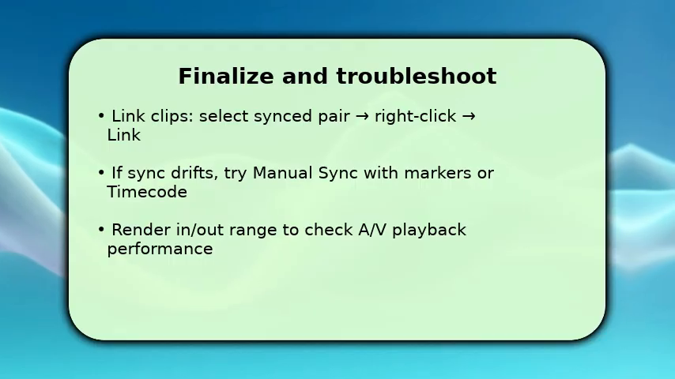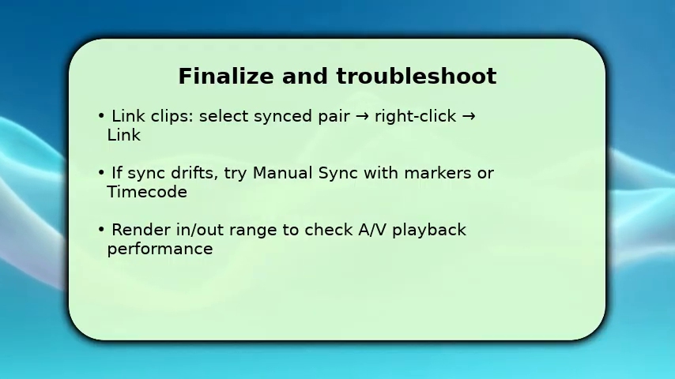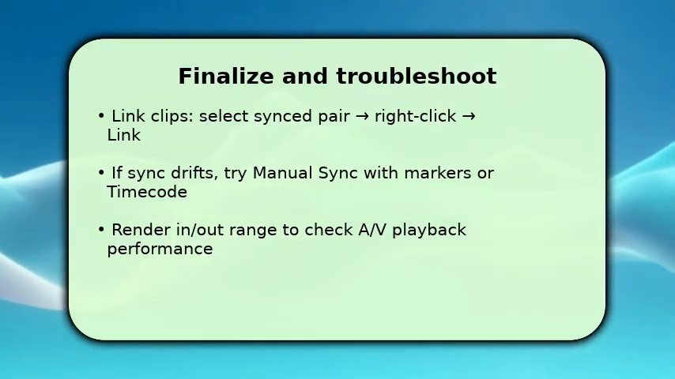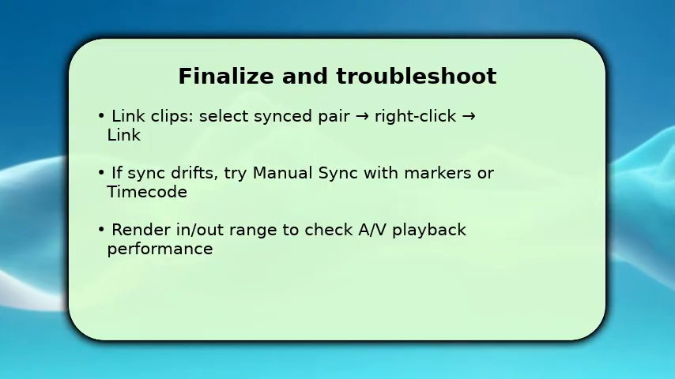If Premiere failed to auto-sync or you notice drift, mark a clear transient on both clips and nudge audio manually, or use timecode-based sync if available. Make sure to render the section to verify playback.